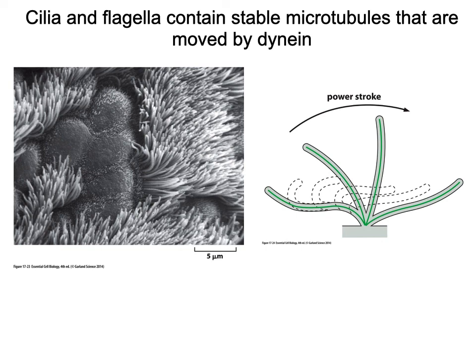And we'll look more at this, but the dynein is going to be the motor protein that's going to allow for the flexing and that movement back and forth of the cilia and flagella, which is known as the power stroke.